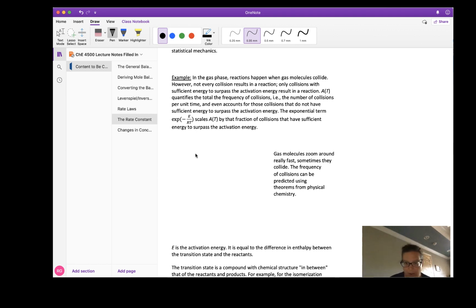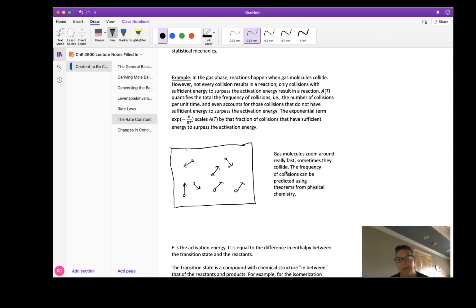So if we draw that out, this is a box, and in the box we have gas molecules, and all those molecules are zooming around. I try to draw that somewhat randomly. They zoom around really fast. The hotter the temperature, the faster they zoom around.